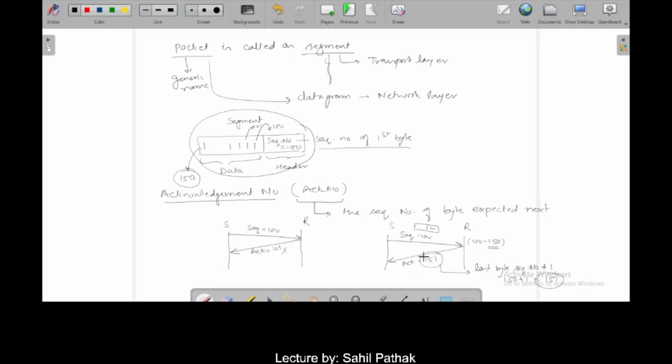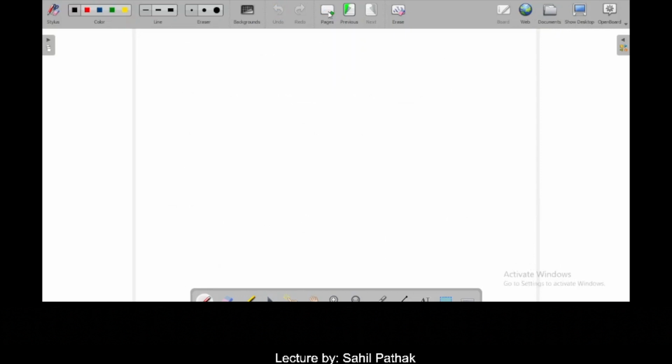But here there is a question: given the first byte sequence number, how will the receiver calculate the last byte sequence number? Now what I'm trying to say here is that the sender has sent a segment. Let's say I'm taking the above segment that we just saw. Let's say the sequence number is equal to 100, the same segment that we took earlier. So let's say the sender sent this to the receiver, that is, a sequence number of 100 is being sent. The receiver has successfully received this segment. Now it has sent the acknowledgement.